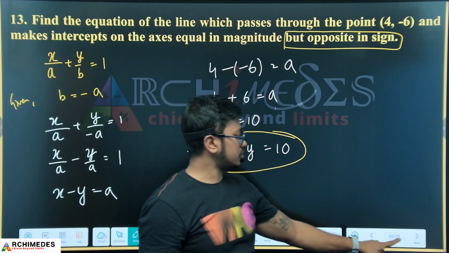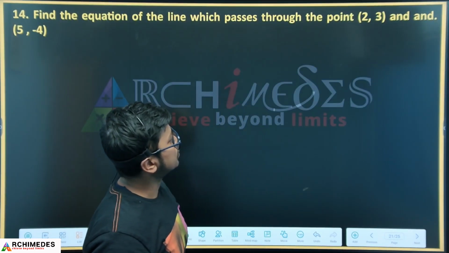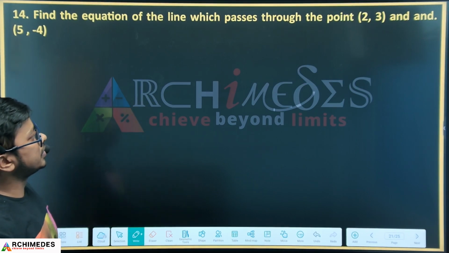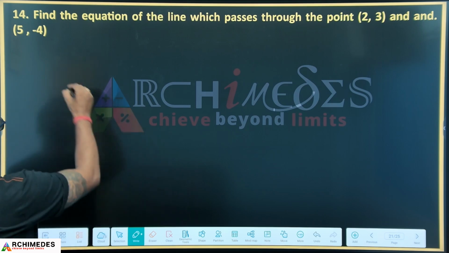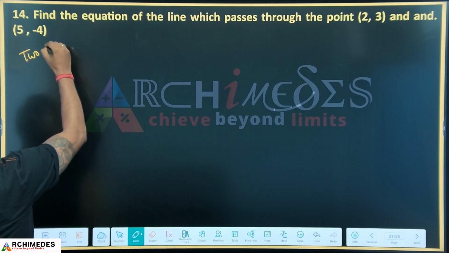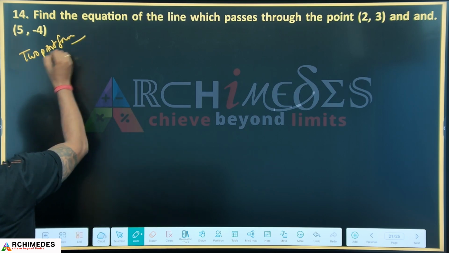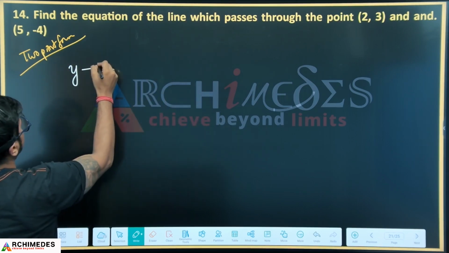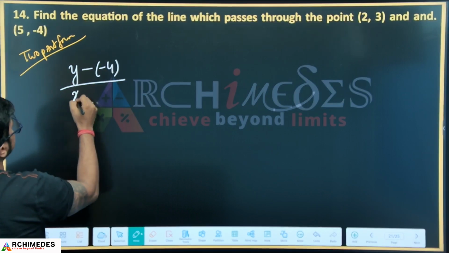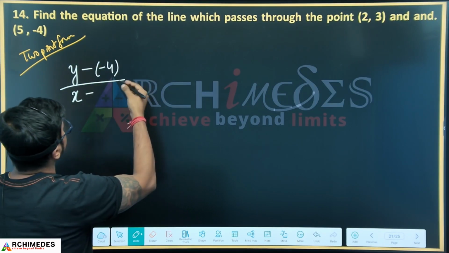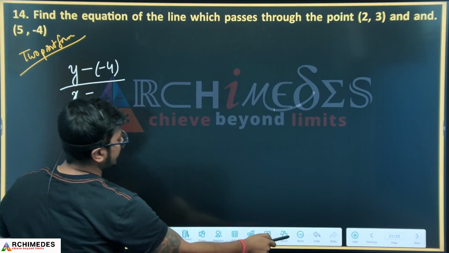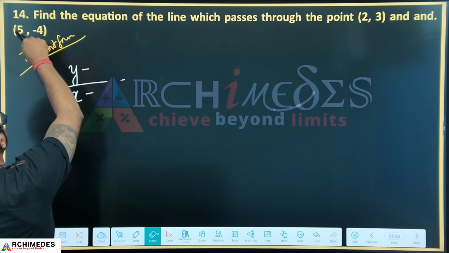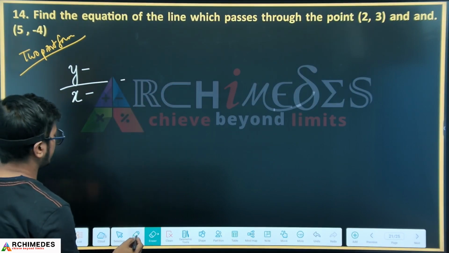So let's proceed to another question. Find the equation of the line passing through (2, 3) and (5, -4). This is the two-point form, so I'll just write the formula. y minus y1, where y1 is -4, divided by x minus x1. You can write y minus y1 as 3 also, no problem. You can consider either point as x1, y1 and the other as x2, y2. You will get the same answer.